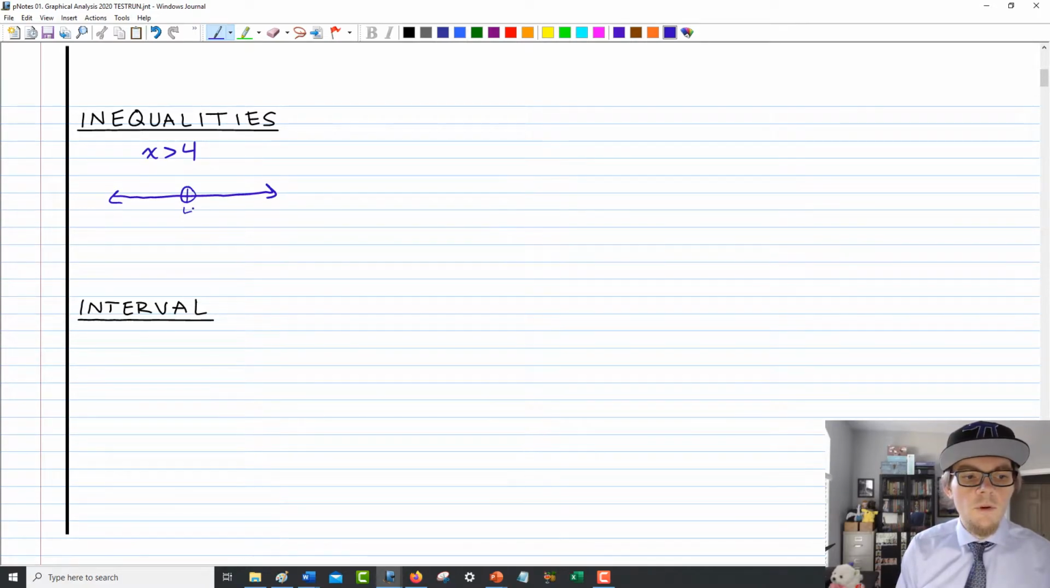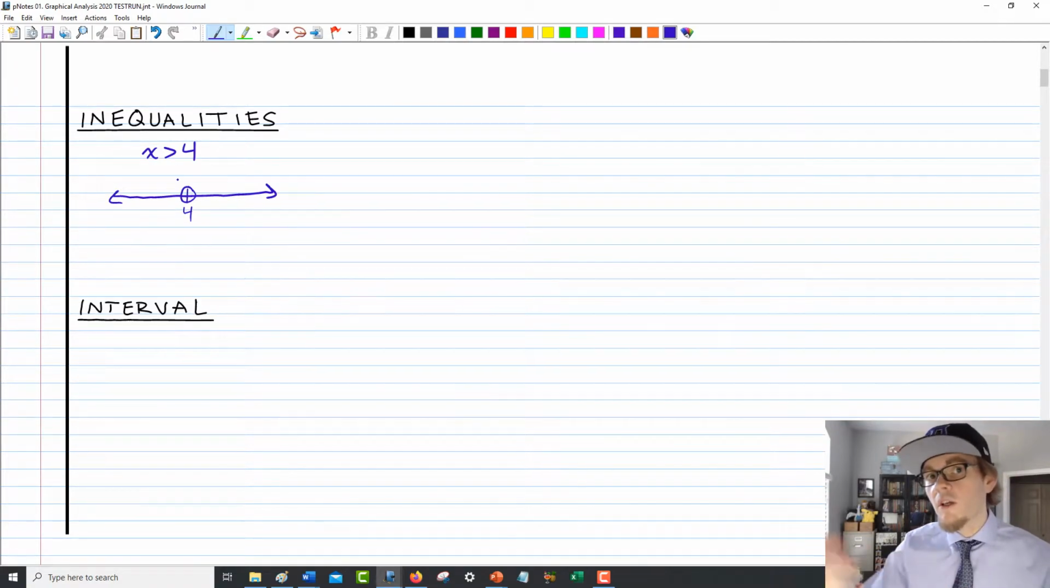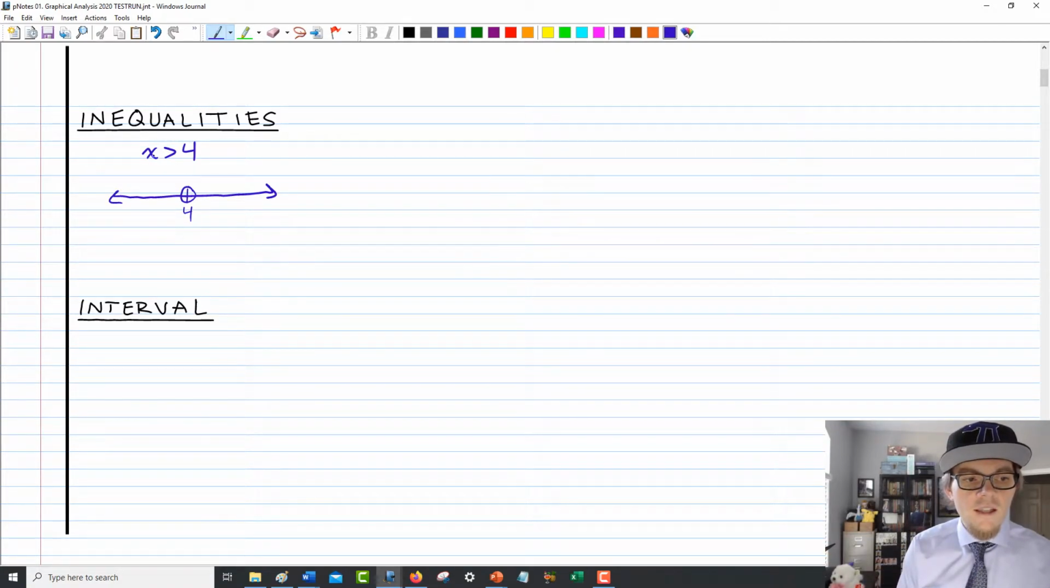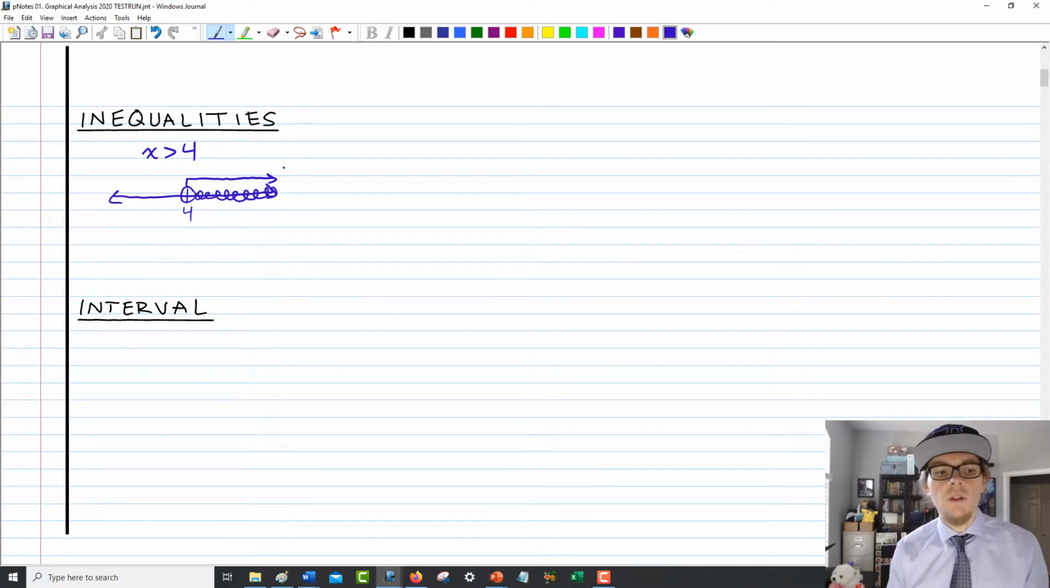In this case, we might put 4 at our center. We'd put an open dot because we're not including 4. We're saying strictly greater than 4. And then to say that all the values are bigger, we would shade it in. Or if you prefer, I've seen people do this as well. Neither notation is incorrect. It's completely up to you and dependent on what you've done before. So there would be one such inequality.